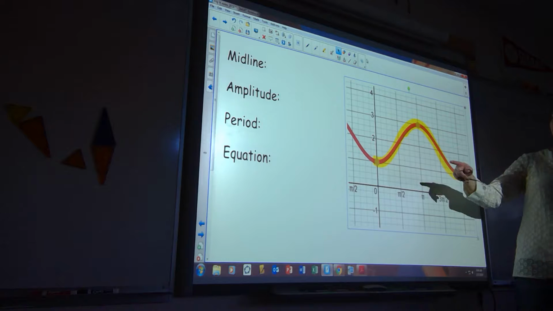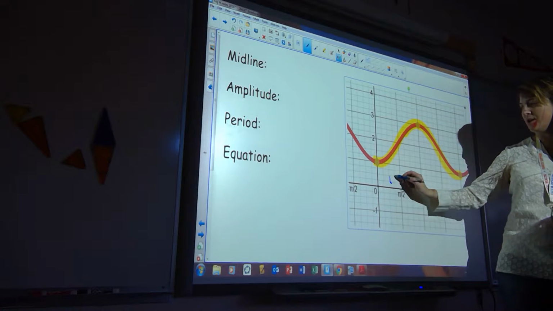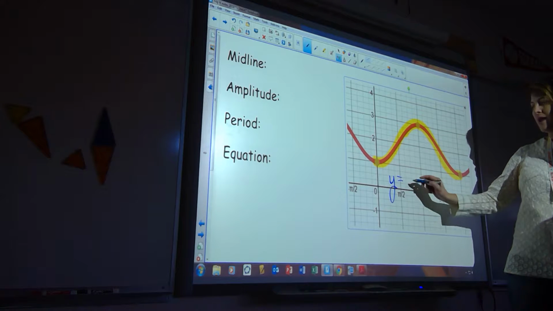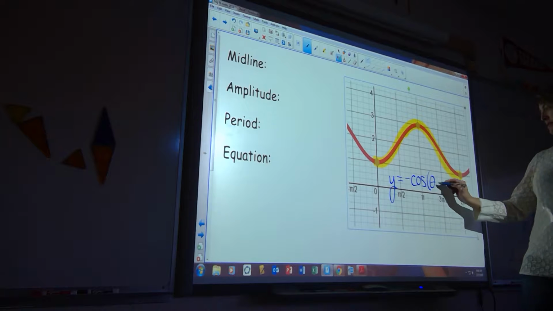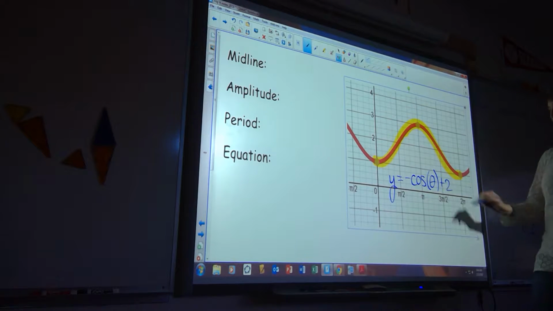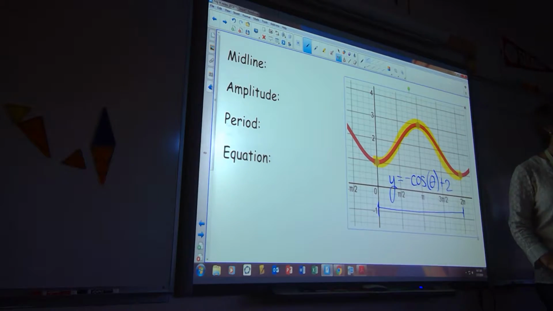This one's obviously been flipped. It's been moved up 2, and the amplitude is a 1. So this would be y is equal to negative cos of theta, up 2. And the space was still 2 pi, so I knew that there was no change to the theta.